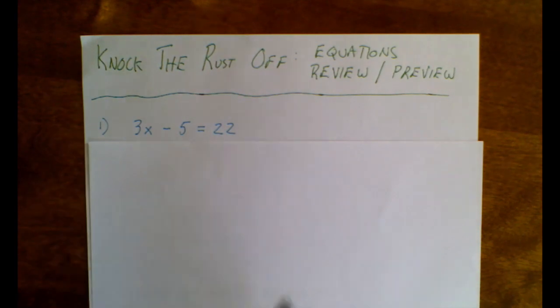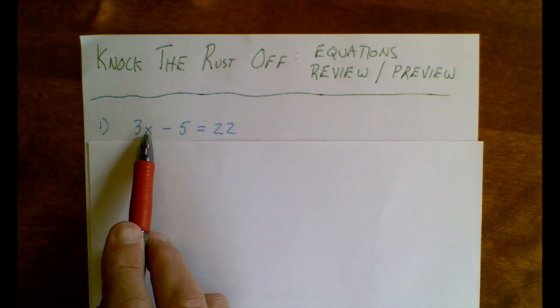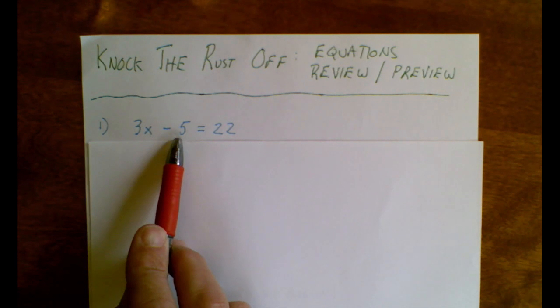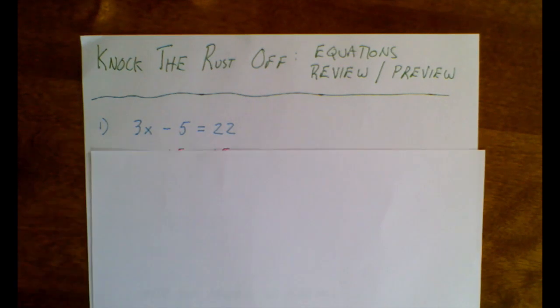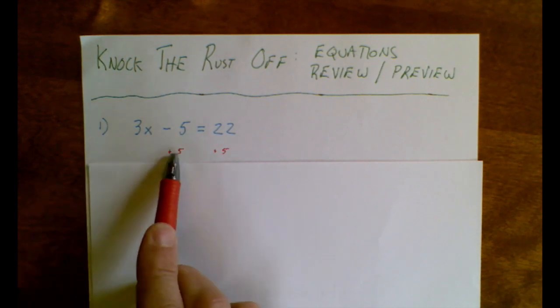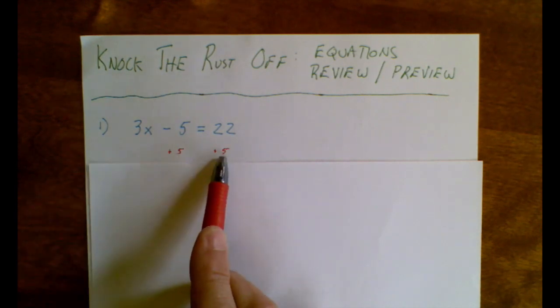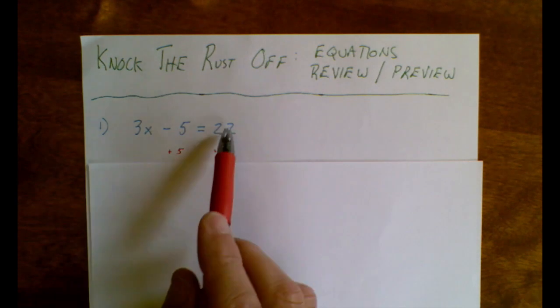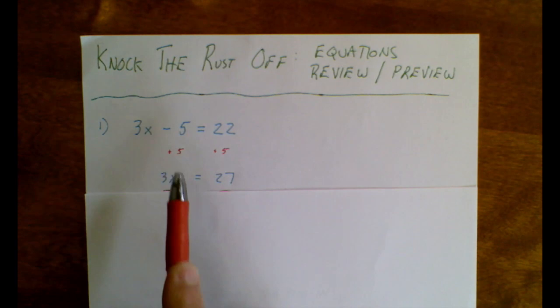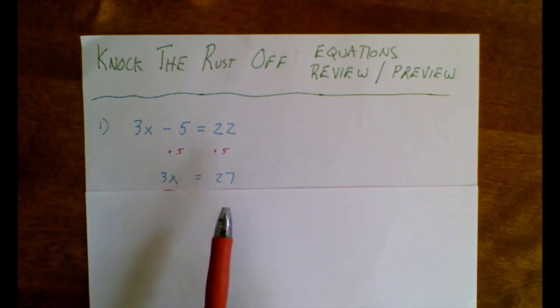We're going to start with this quite easy first one. Your job is to get x by itself, and you want to get rid of whatever's attached by doing the opposite. So we want to get rid of the minus 5 first, and the opposite of minus 5 is plus 5. So you write the little plus 5 on both sides because you have to treat the left side of the equation the same as the right side. After you add 5 to both sides, you get a 27 on the right, and the negative 5 and 5 add to 0. So now you have 3x equals 27.